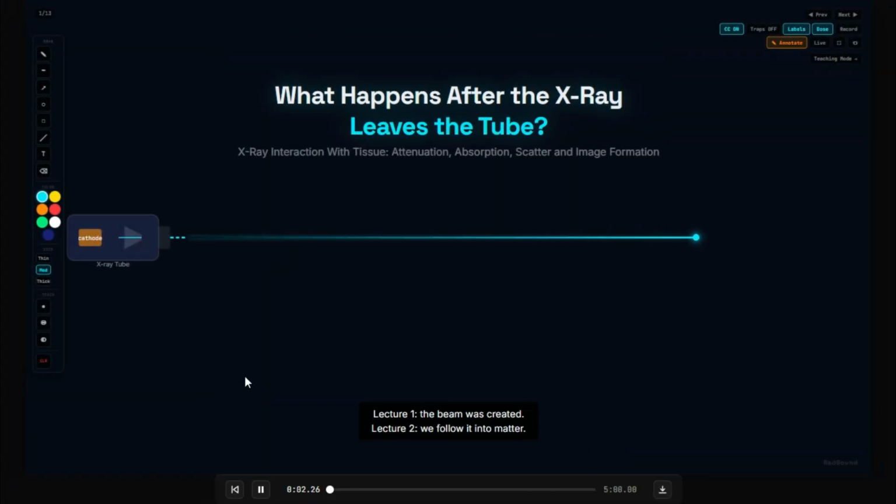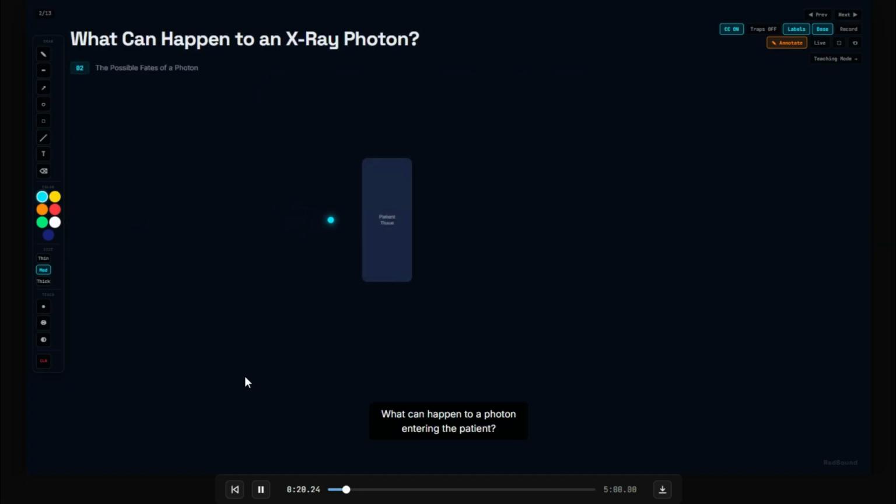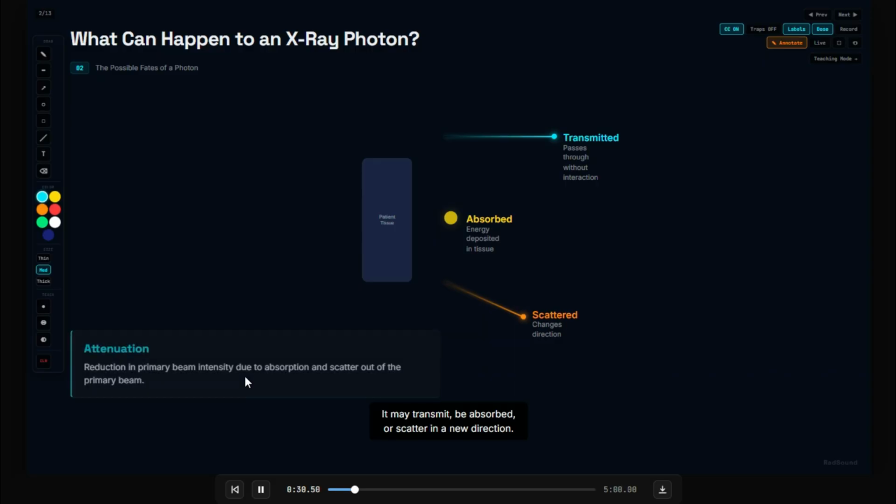In lecture 1, we created the X-ray beam inside the tube. In lecture 2, we're going to follow that beam into matter. When the X-ray leaves the tube, it goes to the patient, the detector, and then image formation. While the photon enters the patient, several things can happen, and the image depends entirely on what happens next. The photon can be transmitted, absorbed and deposited, or scattered.